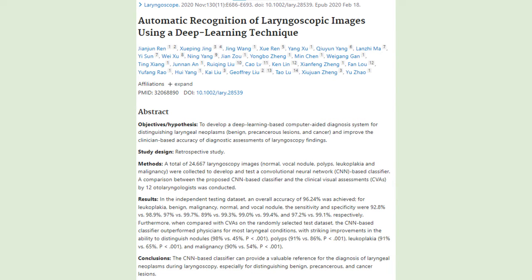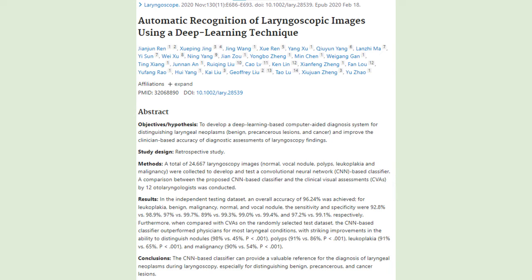This paper by Ren and co-authors from 2020 tests a convolutional neural network with 24,667 laryngoscopic images for training and testing. Twelve otolaryngologists' visual assessment of vocal nodules, polyps, leukoplakia, malignancy, and normal cases were compared to the neural network. The neural network was pre-trained on a dataset from ImageNet with 1.2 million images, using the interesting transfer learning for increased performance. Transfer learning is a technique to train a neural network and gain knowledge on one dataset and apply the knowledge to a different dataset.